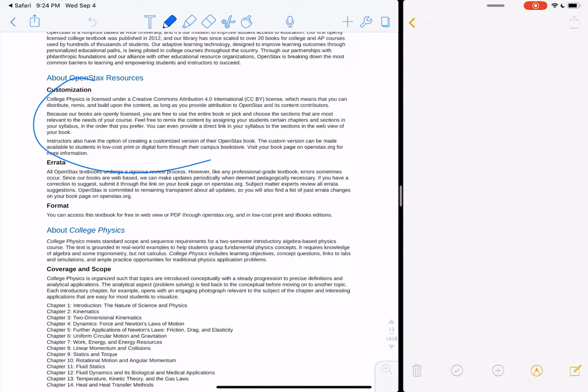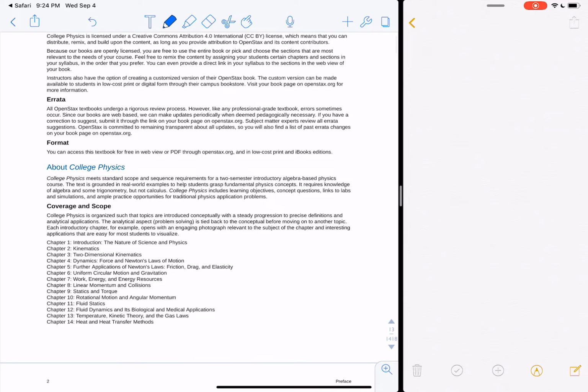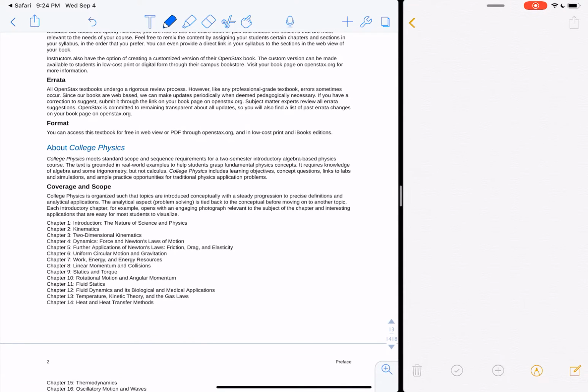The book is fully customizable, so if you wanted to, you could take this book, copy, paste, edit, whatever you wanted to do, as long as you attribute what you are using. So if you wanted to create your own textbook version of this, using this as the base, you could do that, as long as you provide attribution to OpenStax and its contributors.